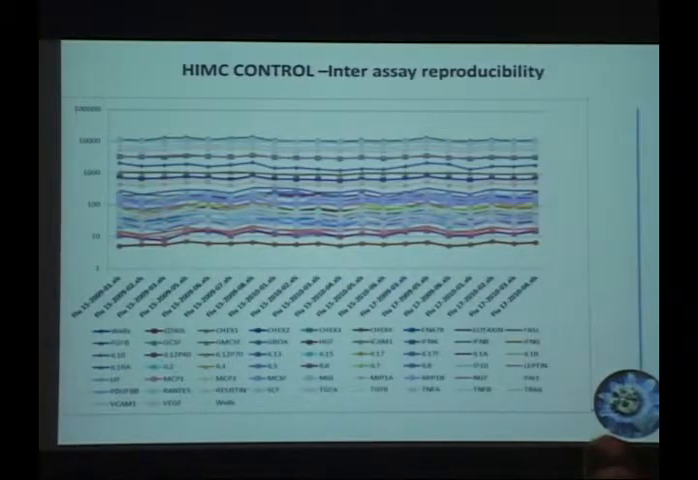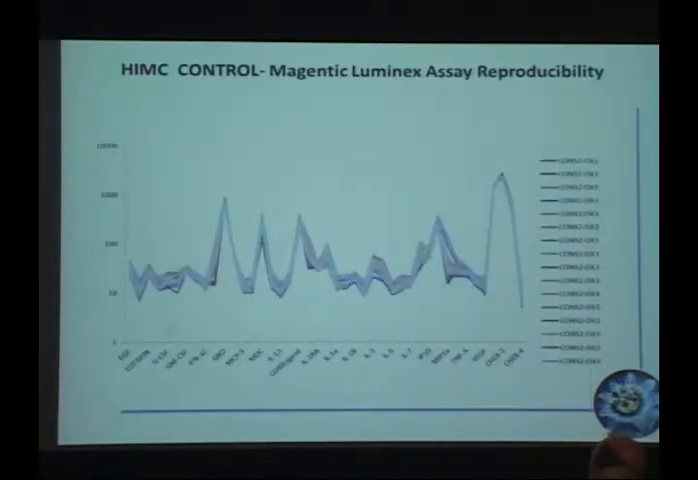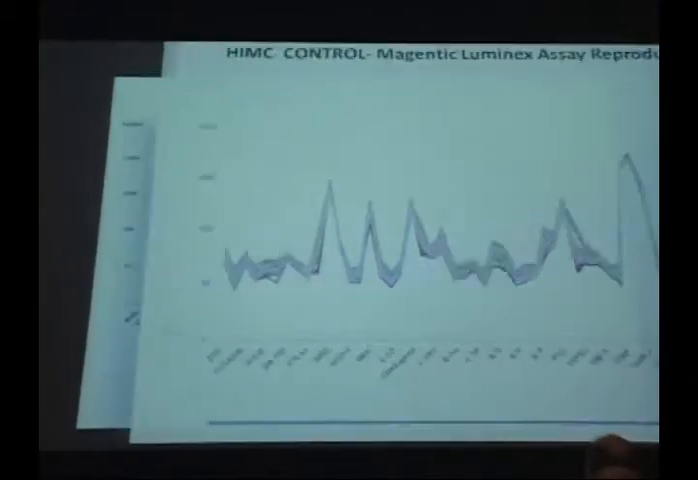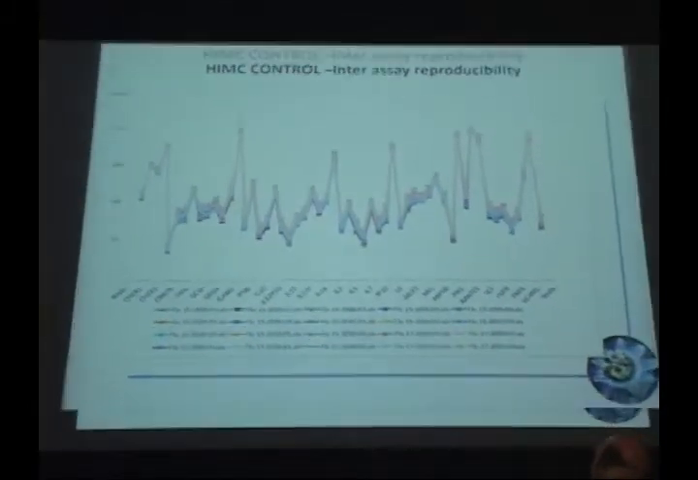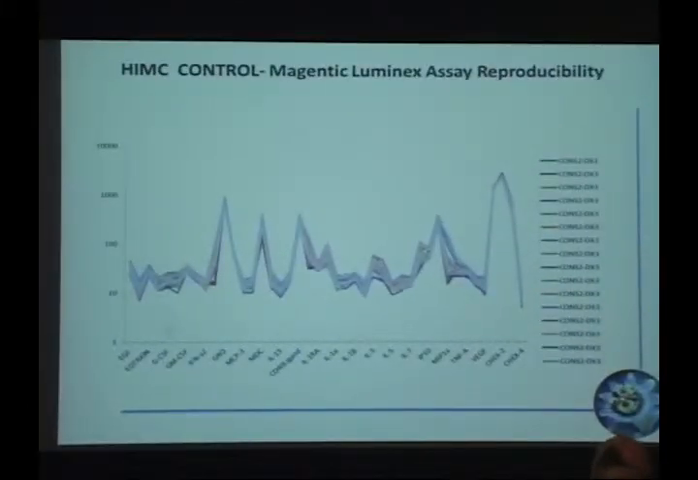What is your axis? Is this just fluorescent intensity? On the axes, this is only fluorescence intensity, exactly. I'm not presenting the picogram per mil. True for here and here. So what is your cutoff of positive signal? I'll get to that in a minute.